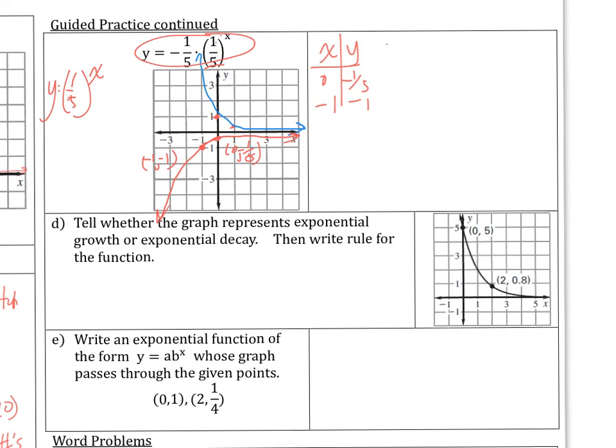So as we can see, this red graph is a vertical shrink of y equals 1/5 to the x power. As we draw an imaginary line, we'll notice that it's not an exact reflection. It actually shrunk towards the left direction.